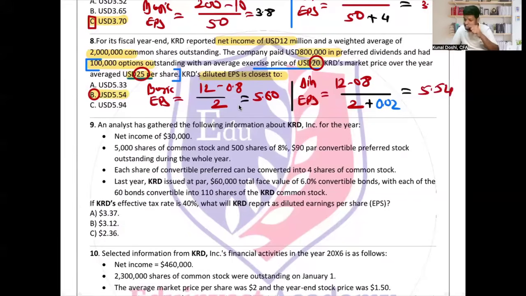And you need to check, is it below basic? Yes. Got it? Everyone, check. Someone has written 5.6. It has to be 5.54, not 5.6. You can't round off 5.54 to 5.6. If it is 5.55, you can round off. Got it? Clear?